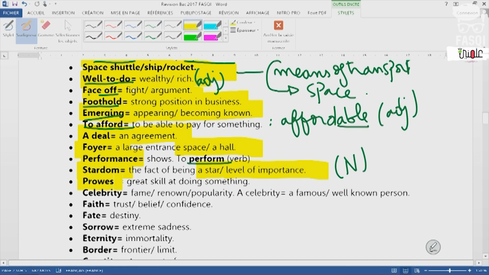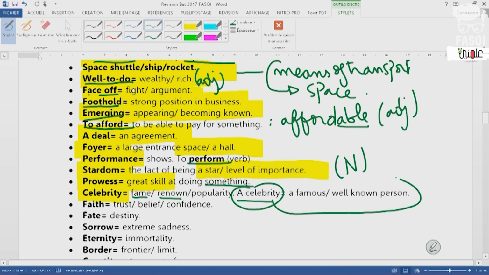Prowess, that's, as you see, a skill. But here it's a noun for something. A celebrity. Celebrity can be fame or renown. We can say a celebrity, and it refers to a person.